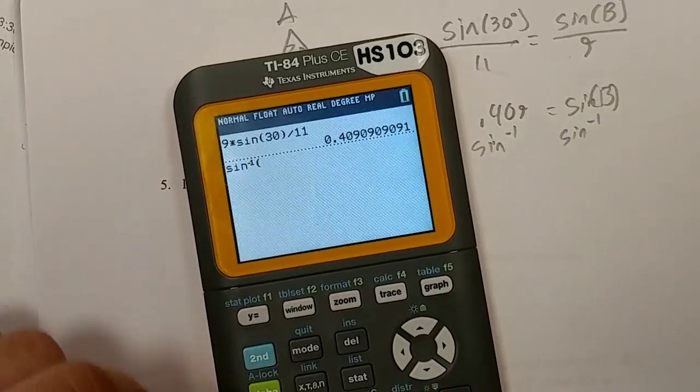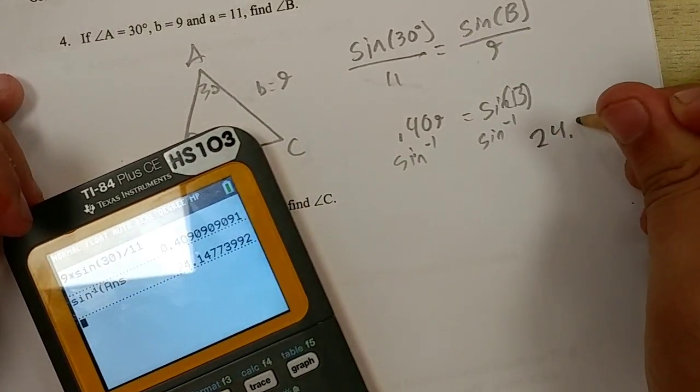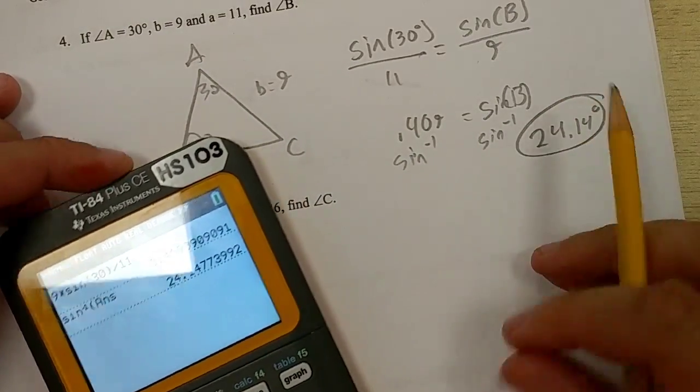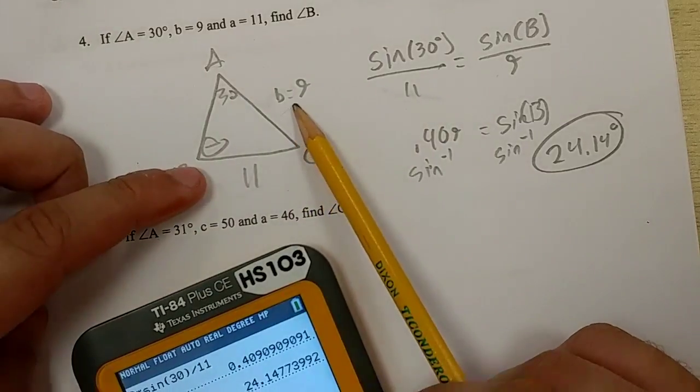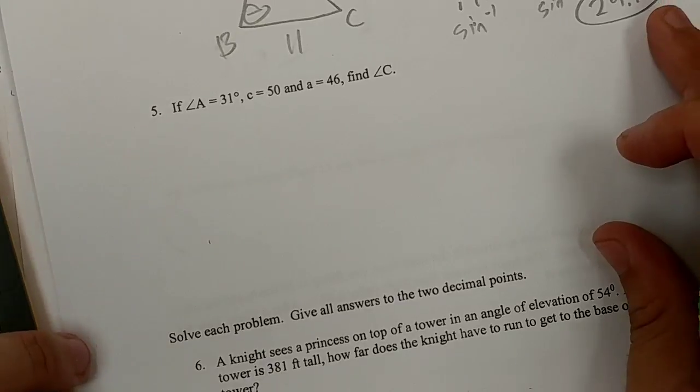So inverse sine of whatever I had before, this is going to be 24.14 degrees. Which makes sense because if this side is smaller, this angle should be smaller. All right, let's finish the last one.